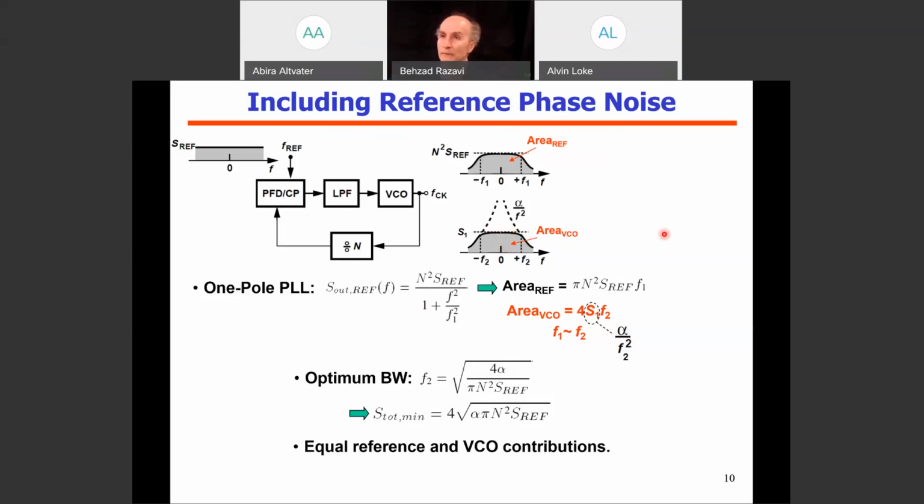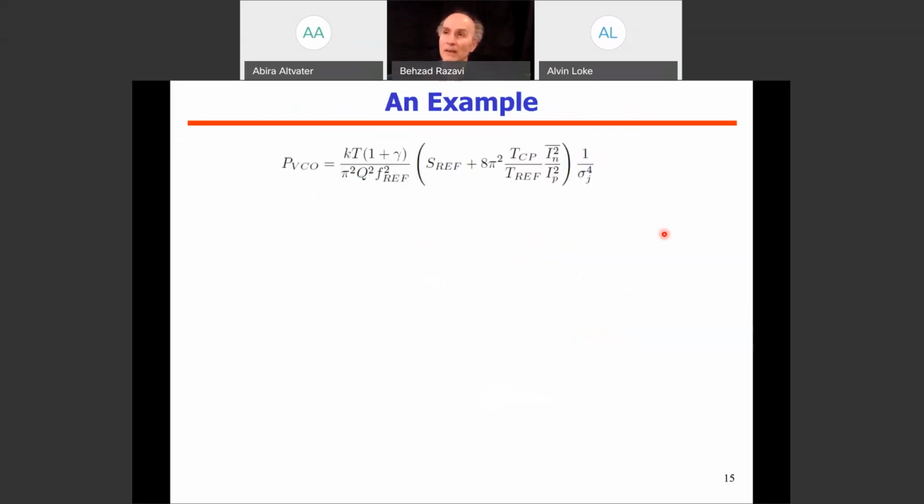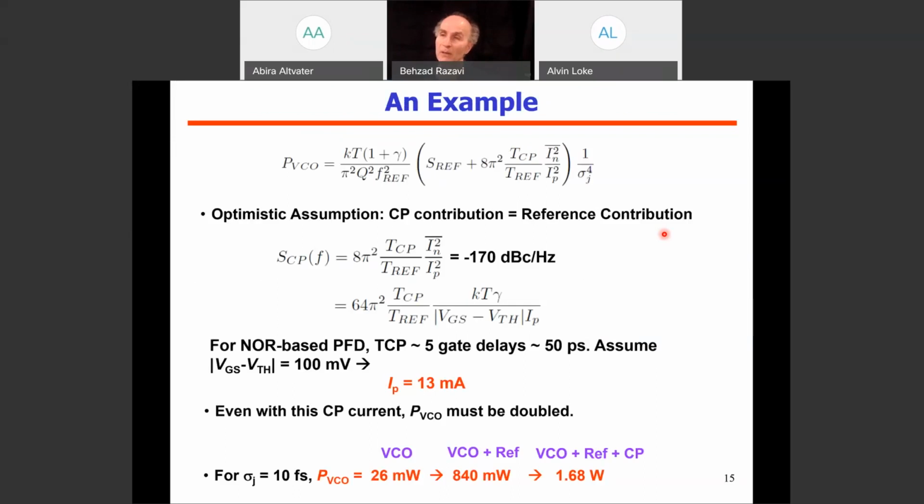Got it. Next question. There are lots coming in. For the last example, would it make sense to increase pump current and make its contribution to the jitter more negligible? This is referring to the charge pump. Yes, well, we could, but the question is how far can we go? 13 milliamps is a lot of current.